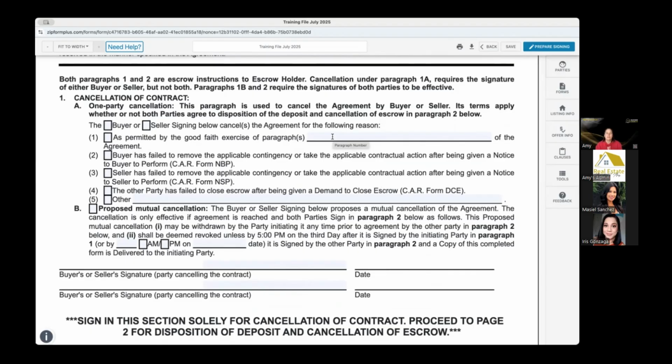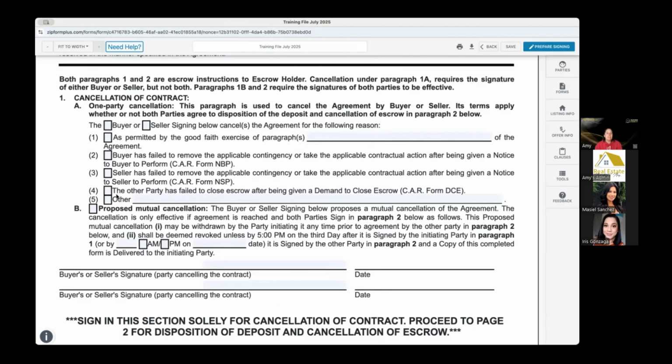Whatever it is, buyer has failed to remove the applicable contingency or taken applicable contractual action after being given a notice to buyer to perform. That a seller would check that box. So buyers usually cancel. We're going to check boxes 1 or 3, which is either as permitted or seller has failed to remove the applicable contingency or taken applicable contractual action after being given a notice to seller to perform. Okay, if a seller is providing cancellation, they're going to use box 2.